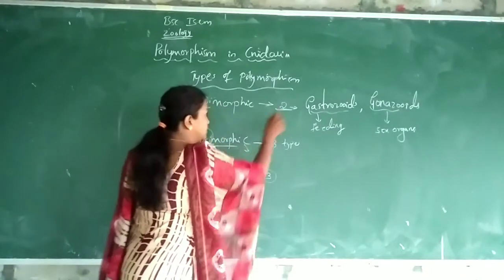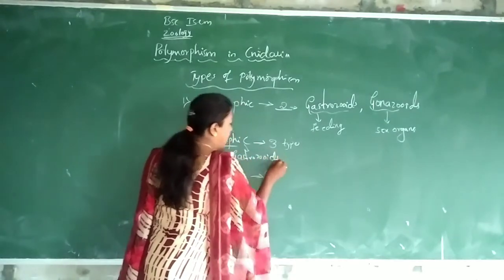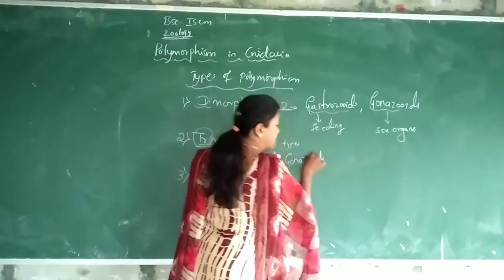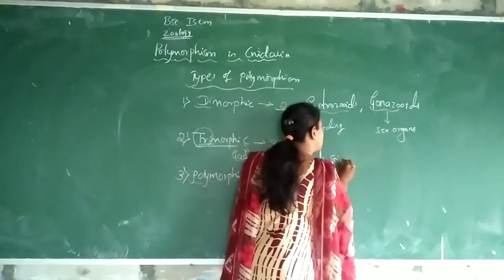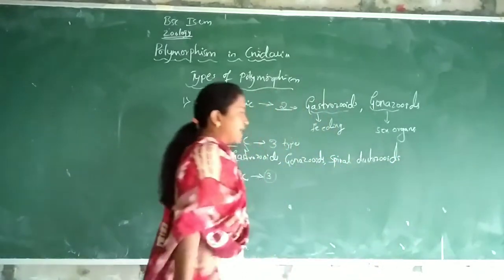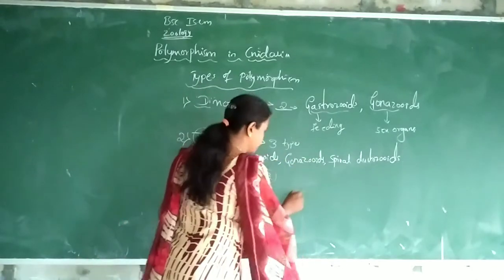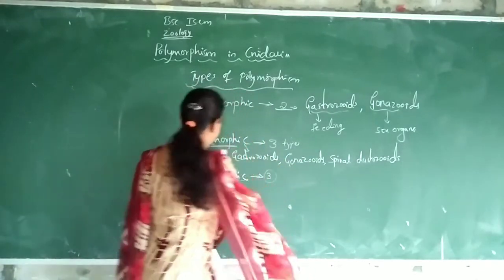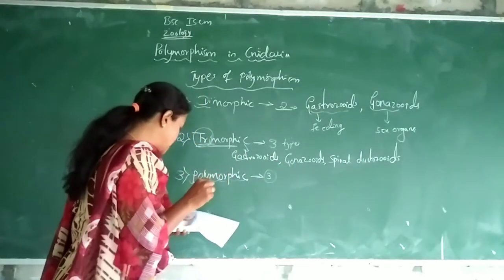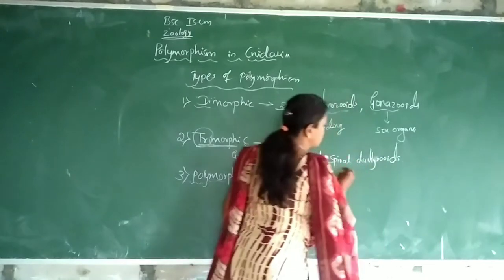One is the same gastrozoids, another one is the same gonozoids, and another one is spiral dactyloids. So these are the three different types of individuals forming the trimorphic polymorphism: gastrozoids, gonozoids, and spiral dactyloids.